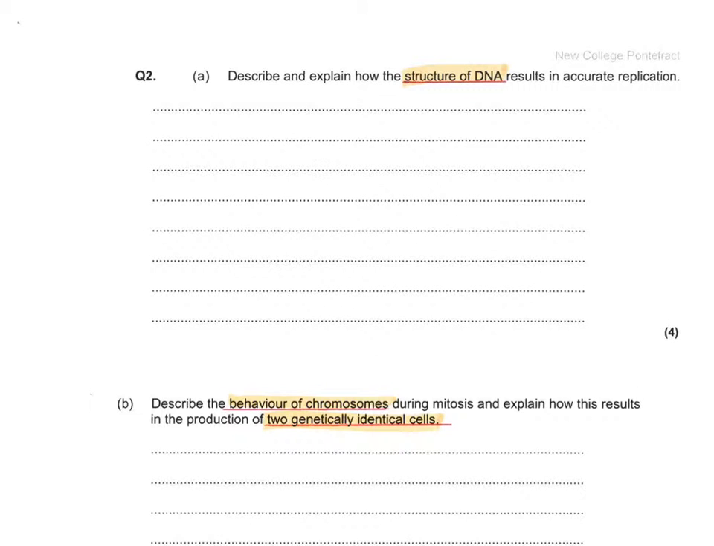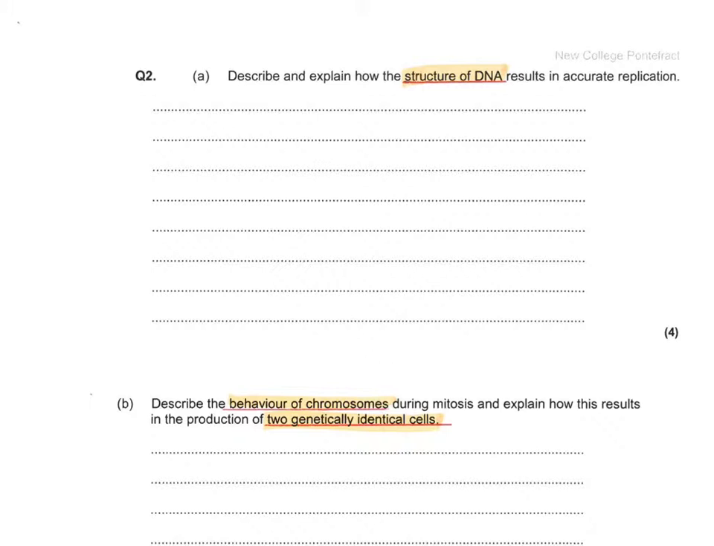Lots of students going wrong with this question. A lot of students just wrote down the process of DNA replication without relating each point to how the structure of DNA enables accurate replication. So you can't just say semi-conservative replication. What allows that is the fact that the structure of DNA has two strands. Just two strands allows semi-conservative replication.